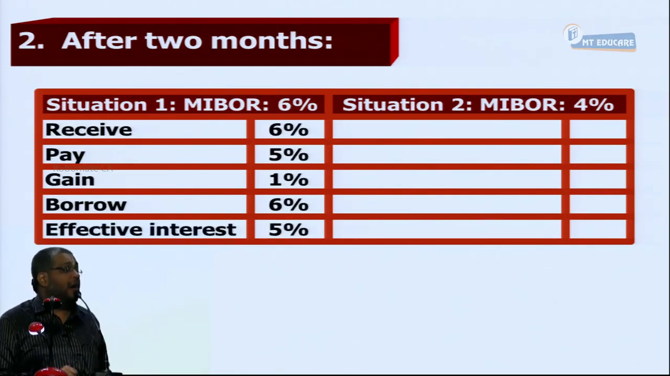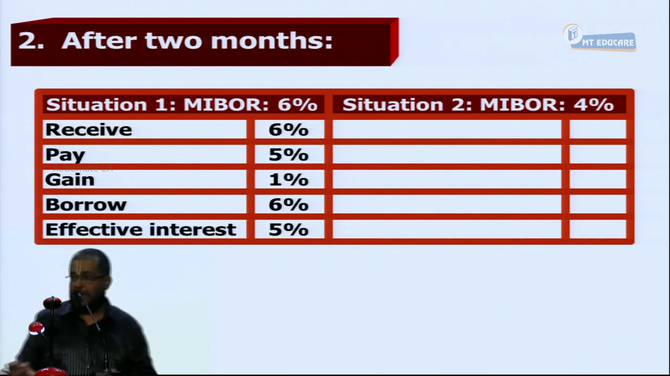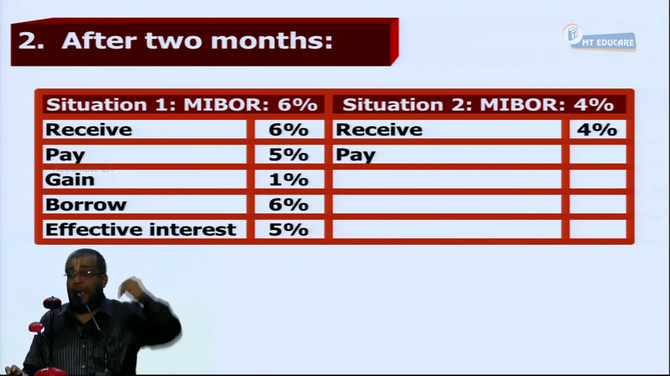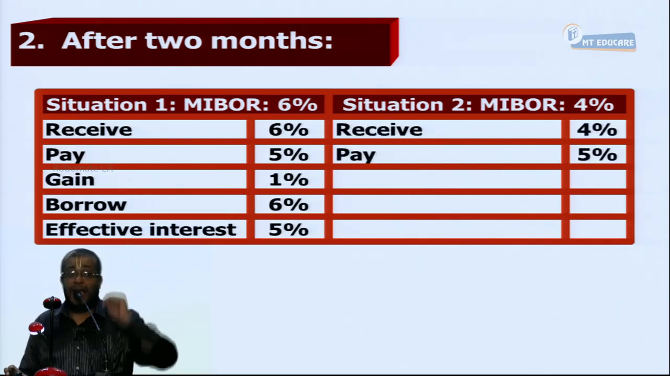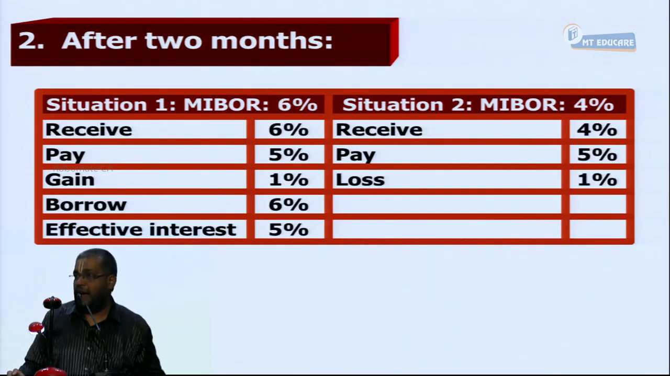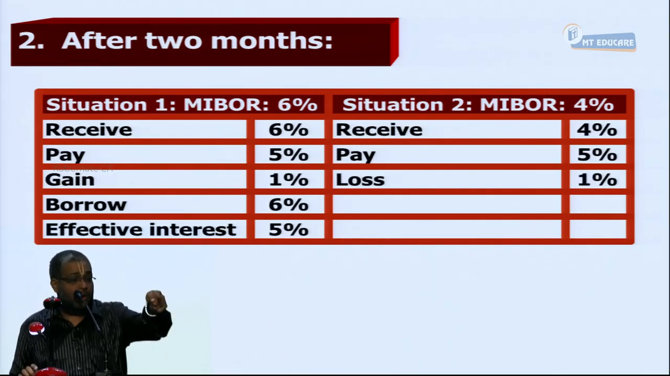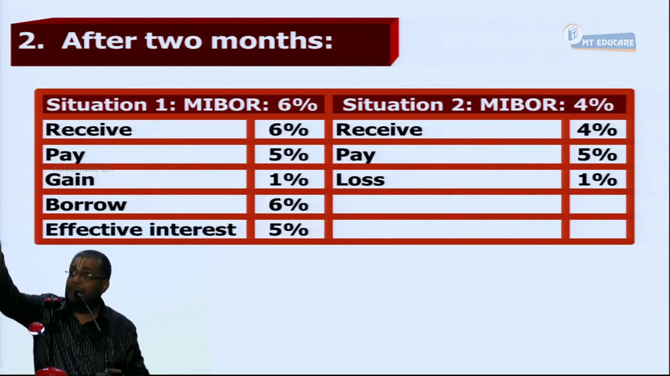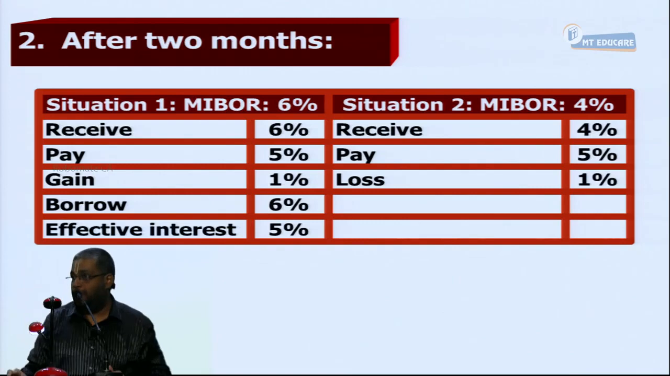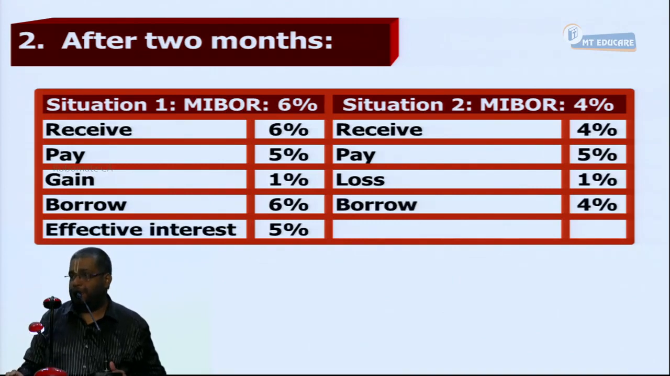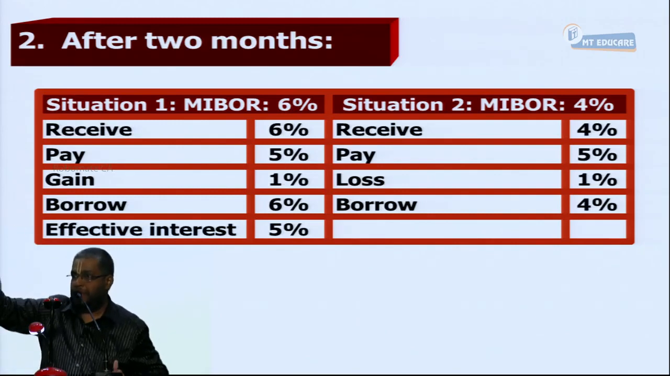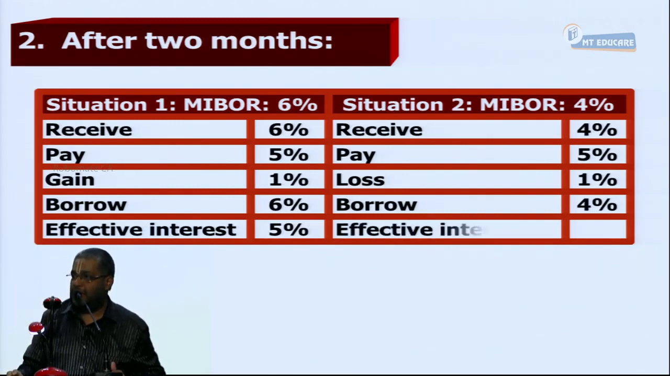No. At the end of the second month, suppose the MIBAR becomes how much percent? 4%. Now tell me, I receive a MIBAR worth how much percent? 4%. By paying how much fixed rate? 5%. Make a gain or loss? Loss. How much loss here? 1%. Now, I went to borrow after the second month or not? At that day, the interest rate is how much percent? 4%. I borrowed at 4% in the cash market. I pay 1% for the swap market. What is the effective interest on me?